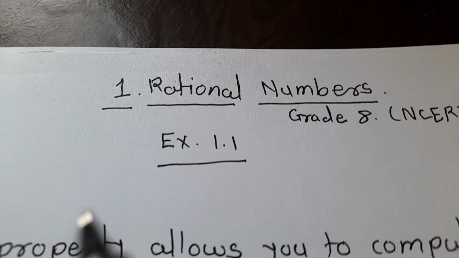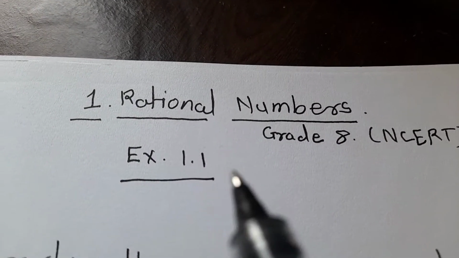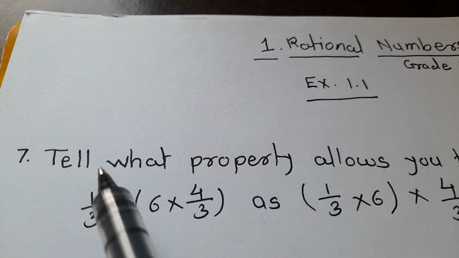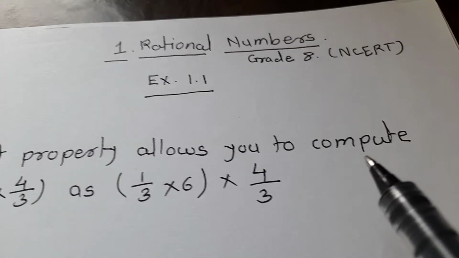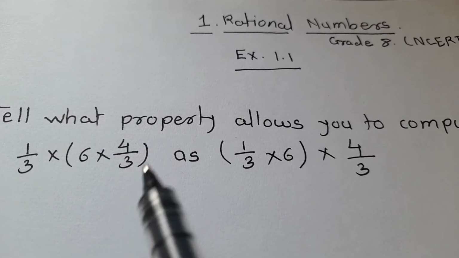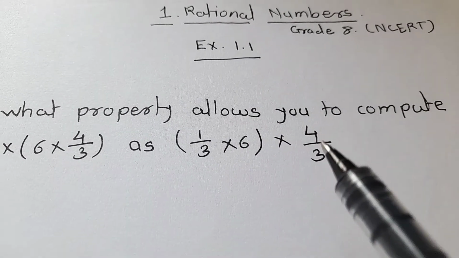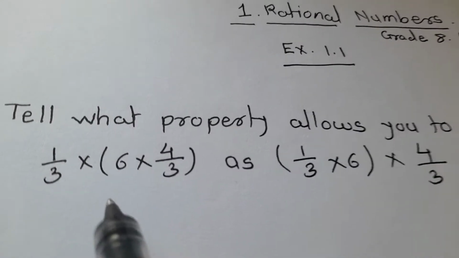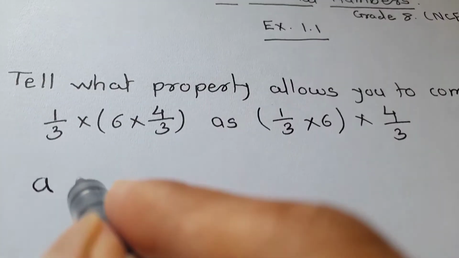Hello friends, today I am going to solve the remaining 5 problems of exercise 1 of chapter rational numbers of grade 8. So the 7th example is: tell what property allows you to compute 1 upon 3 multiplied by (6 into 4 upon 3) as (1 upon 3 into 6) multiplied by 4 upon 3. Which property allows you to write the equation like this?